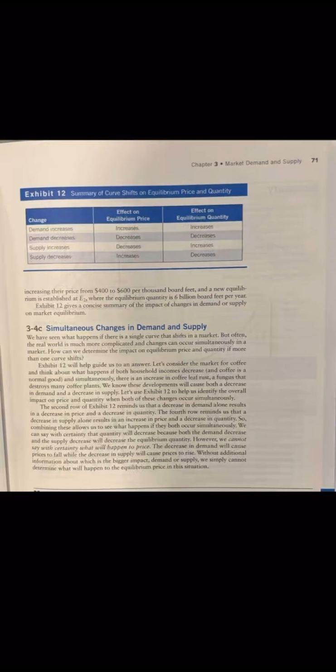3-4C. Simultaneous changes in demand and supply. We have seen what happens if a single curve shifts in the market. But often the real world is more complicated and changes can occur simultaneously in a market. How can we determine the impact on equilibrium price and quantity if more than one curve shifts? Exhibit 12 will help guide us to an answer.